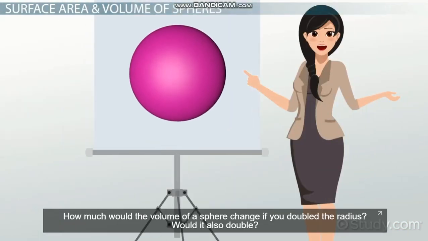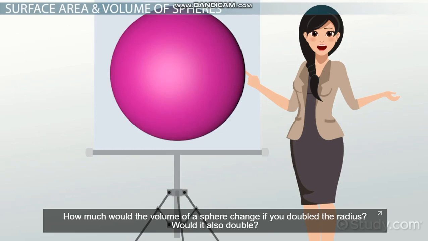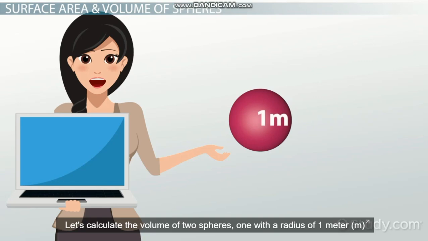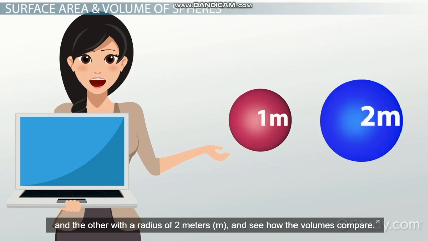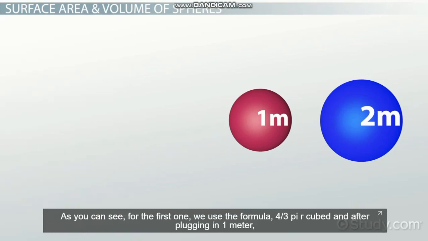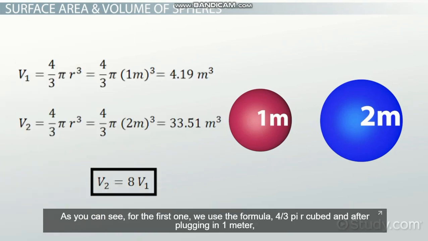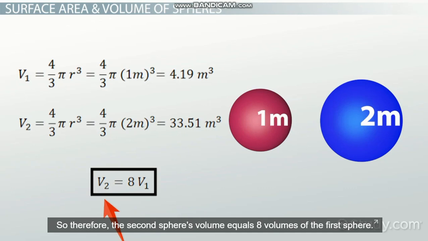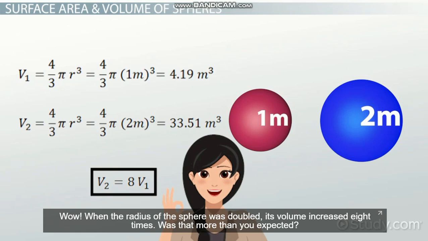How much would the volume of a sphere change if you doubled the radius? Would it also double? Let's calculate the volume of two spheres, one with a radius of 1 meter and the other with a radius of 2 meters, and see how the volumes compare. As you can see, for the first one, we use the formula 4/3 pi r cubed, and after plugging in 1 meter, we get a volume of 4.19 meters cubed. And with the second one, we get 33.51 meters cubed. So the second sphere's volume equals 8 volumes of the first sphere. Wow! When the radius of the sphere was doubled, its volume increased 8 times.